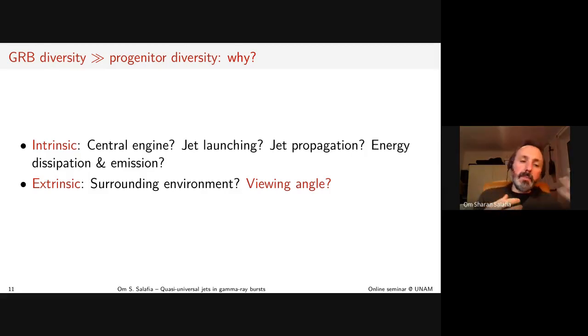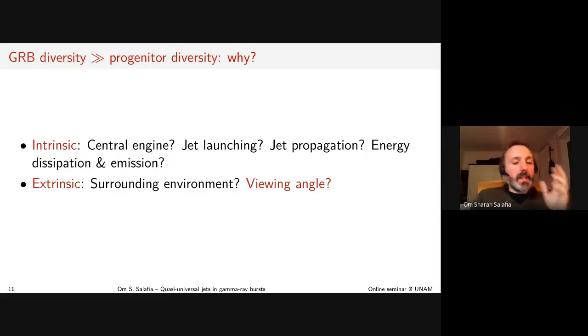And on top of that, in the dissipation and emission processes that produce the gamma ray emission from the jet, there could be some degree of stochasticity, so that even though the jets are similar to each other, the stochastic nature of dissipation and emission could produce a varying degree of efficiencies depending on very small displacements in the initial conditions.